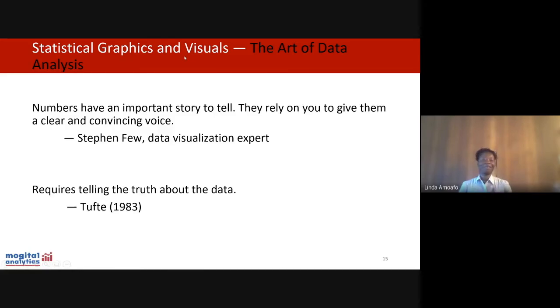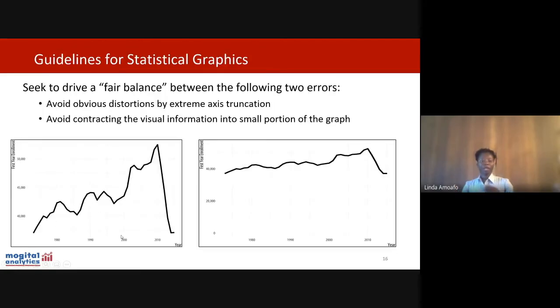Mostly this is done by giving them cutting-edge graphics and visuals that are going to help people get it. And Tufte, in his 1983 data visualization paper, gives me some do's and don'ts about what to do in your statistical graphics and visualization. It tells us that even though we are trying to show the convincing voice of the data, it requires us to tell the truth about the data and not just say something else to the audience. So what do we mean? Here are some guidelines for statistical graphics.